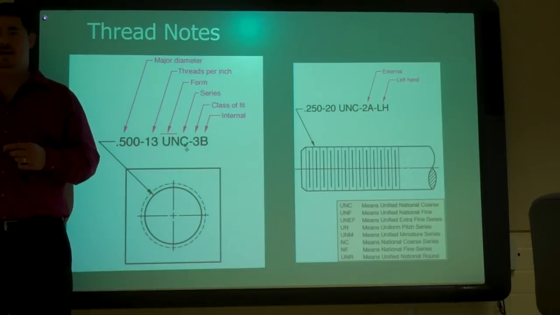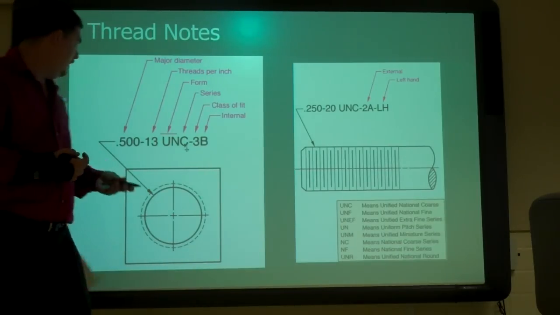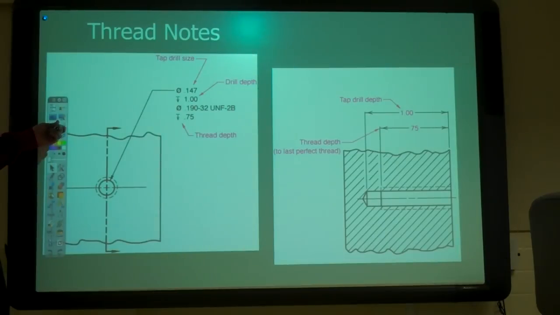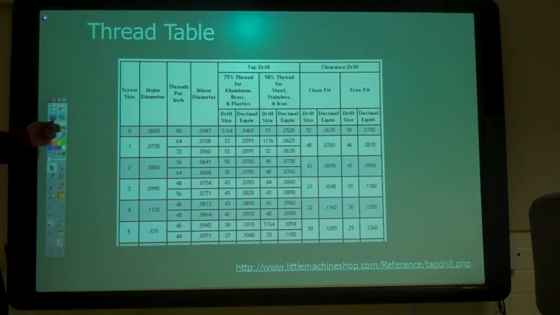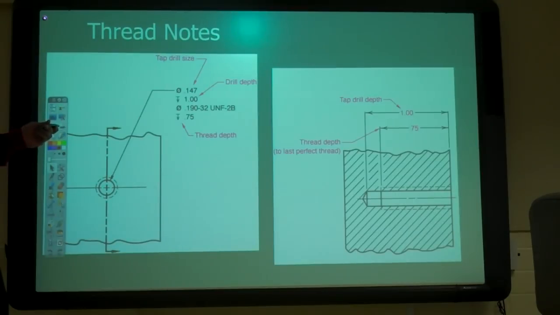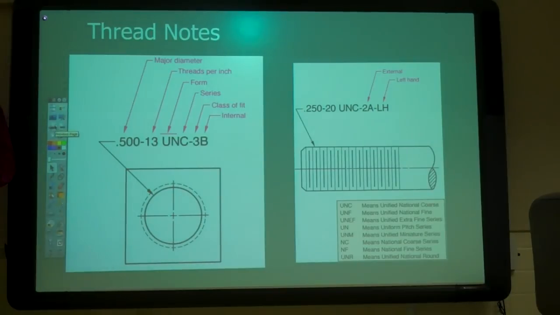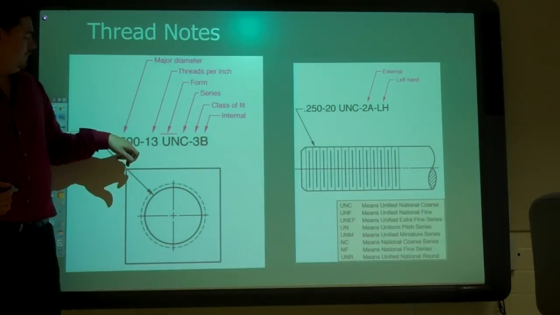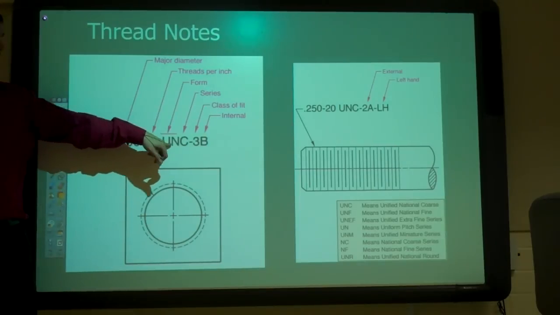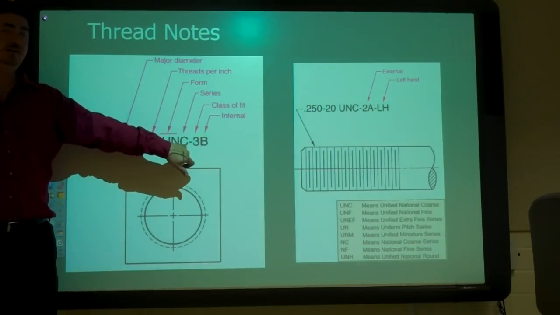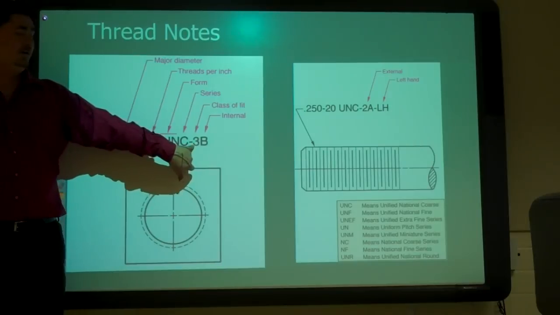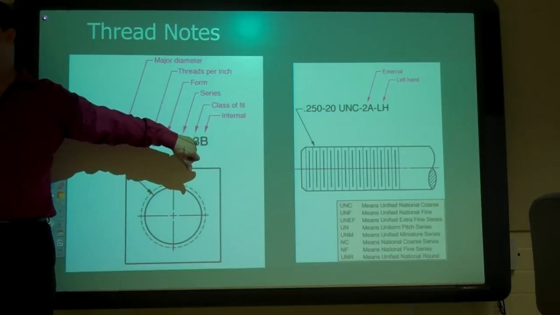Not all sizes have fine dimensions. Later on I'll get to the thread chart so you can see what those measurements are. So: major diameter, threads per inch, form, series, and the class of fit, so the 1, 2, or 3.